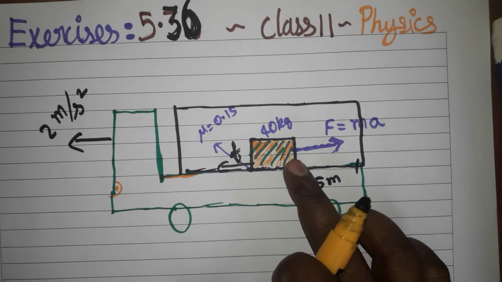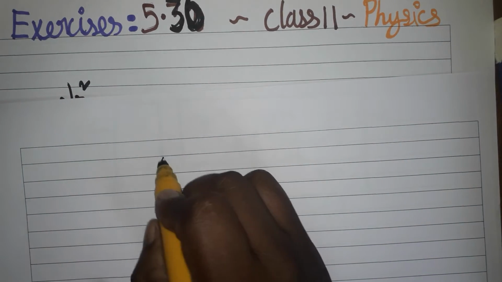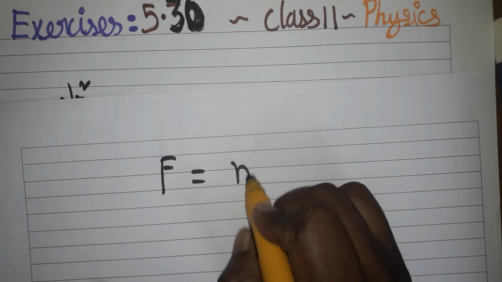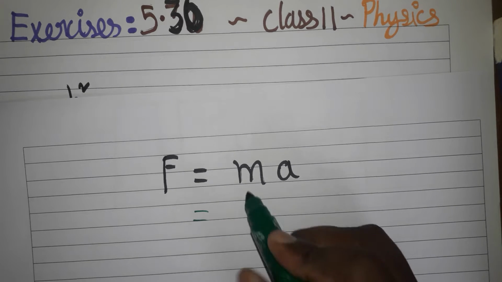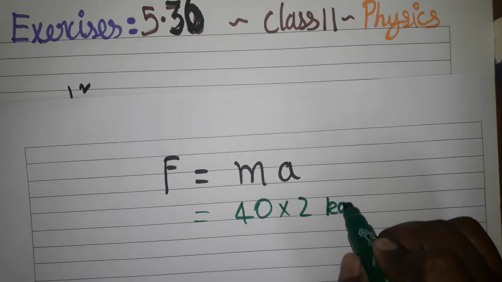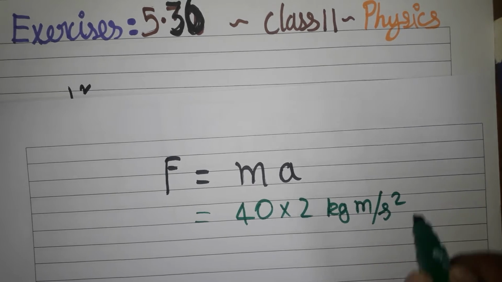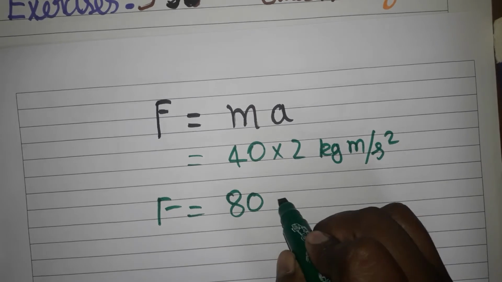First, finding the pseudo force the block gets. F is equal to m a. The mass of the block is 40 kg, which is already given in the question. The acceleration is 2, in kg meter per second squared. So the force on the block is 80 Newton.